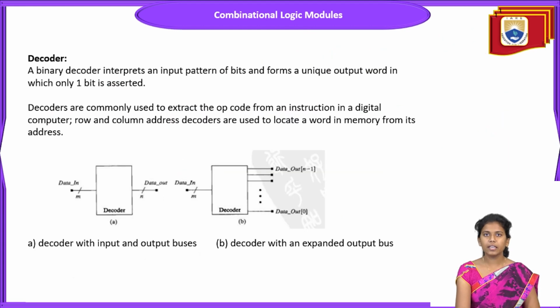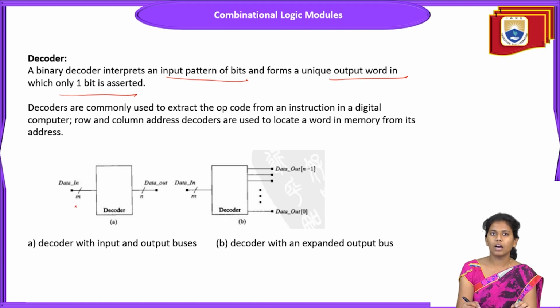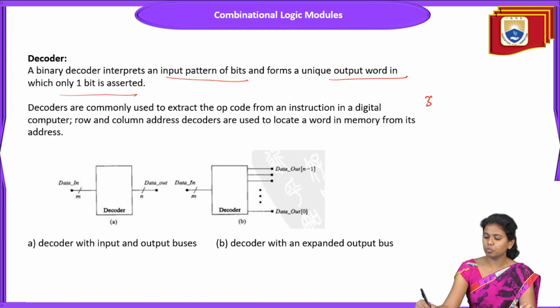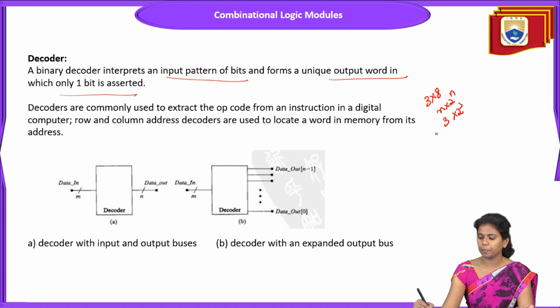And coming to the decoder, what is a decoder? A decoder is nothing but a binary decoder. It interprets an input pattern of bits to a unique output word in which only one bit is asserted. Here we have a 3 to 8 decoder. So n input, 2 power n output. That is 3 inputs, 2 power 3 outputs. So this is a 3 to 8 decoder.